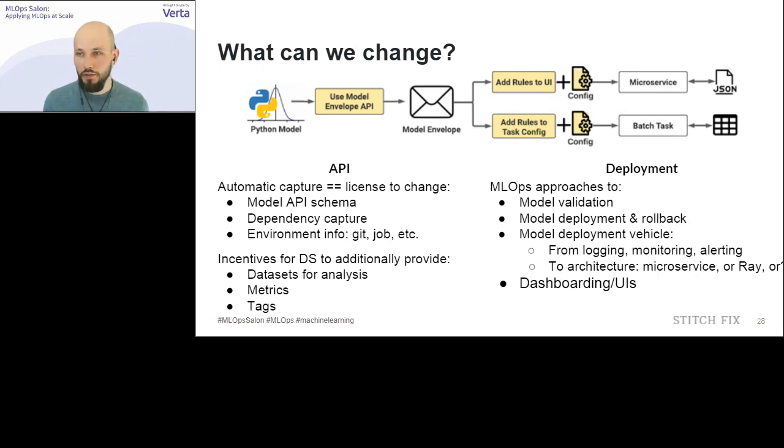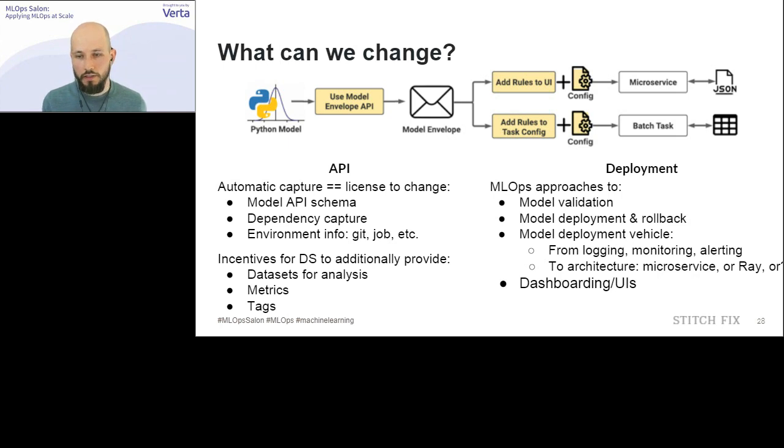To help with things, we can provide incentives for data scientists to additionally provide things like the links to data sets, metrics for models, and tags for curation purposes, which then can set us up better for different MLOps approaches.